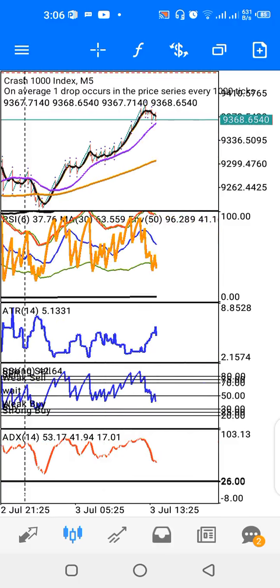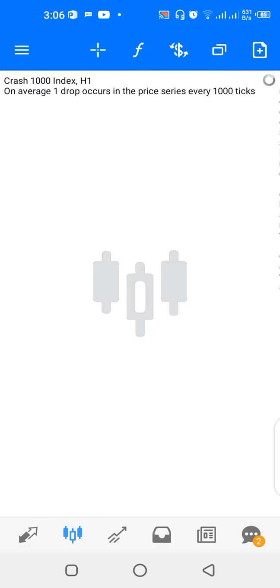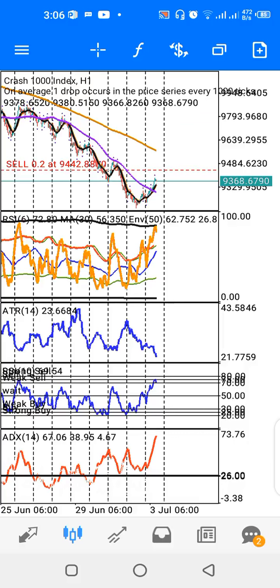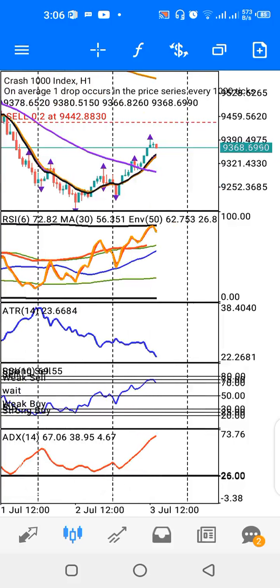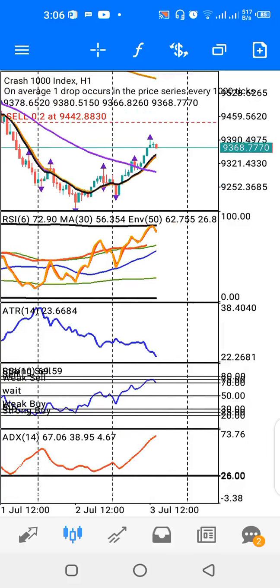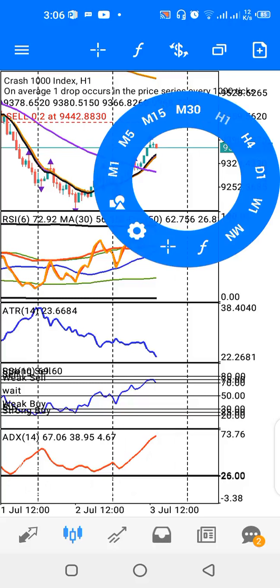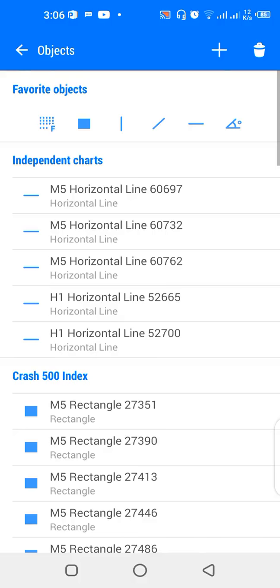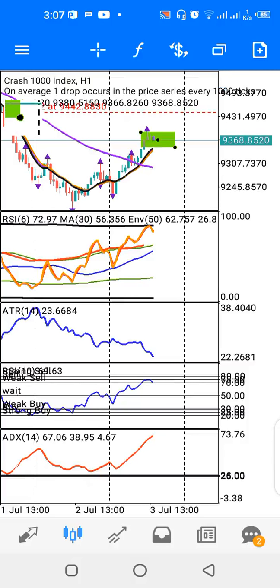Today we'll be looking at the strategies you can use to trade Crash 1000 index. On the screen I have Crash 1000 index. Currently selling, but price is retracing, and I expect price to continue downwards. I can see the formation of a top around here. This is the 1 hour time frame. So I expect price to start to slide down.